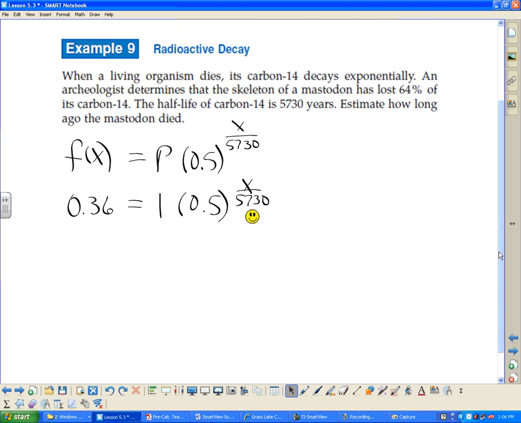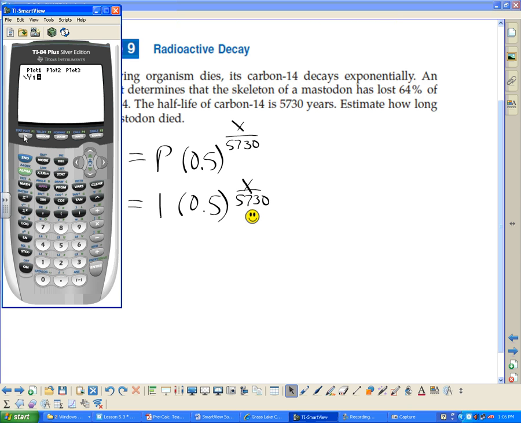So when I type this in my calculator to find the answer, I have it in my Y equals: 0.5 raised to the power of x over 5,730. And we want to know when it equals 0.36. So when I go to my window, I'm going to choose a value of x max to be greater than 5,730 because it's going to take more years than that. I put in 10,000. When I graph it, we can see where the lines intersect. So we go to our intersect finder, second trace, number 5, and we have our first curve, second curve, and our answer.